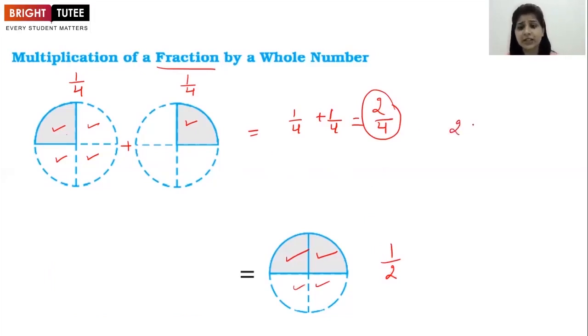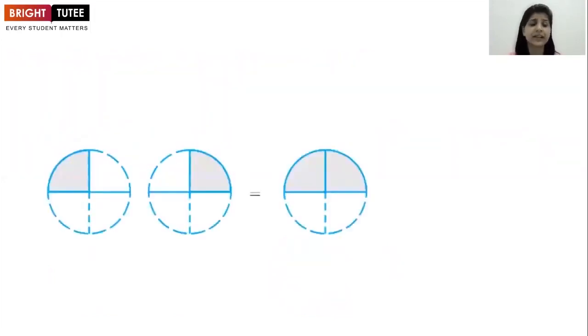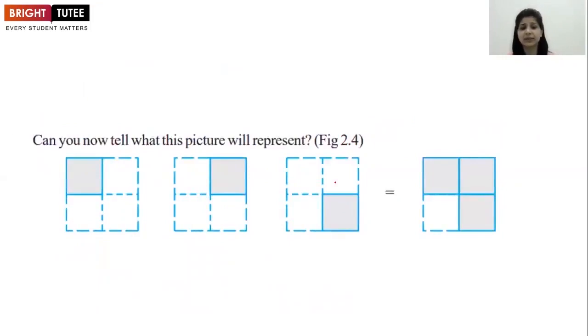So can I say it as 2 into 1 by 4? 2 times 1 by 4 I got, which is giving me 2 upon 4. That means we are multiplying the numerator with the whole number. Now here, we combine them and we get this. This is nothing but 1 upon 4 and 1 upon 4, which was coming as 2 upon 4. We cancel it out and get half. That means half of the portion is shaded here. Clear?